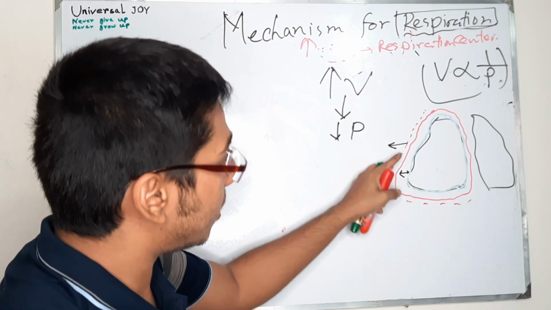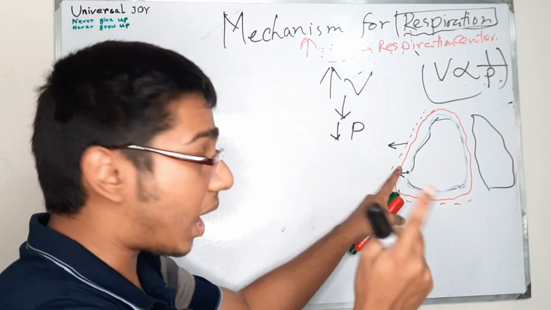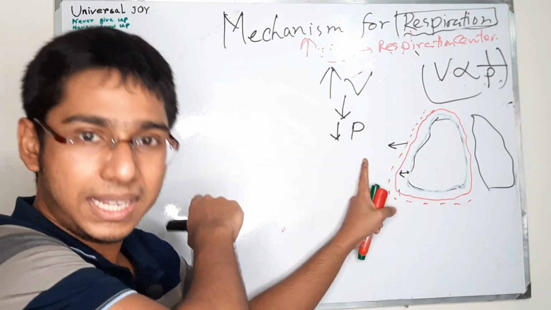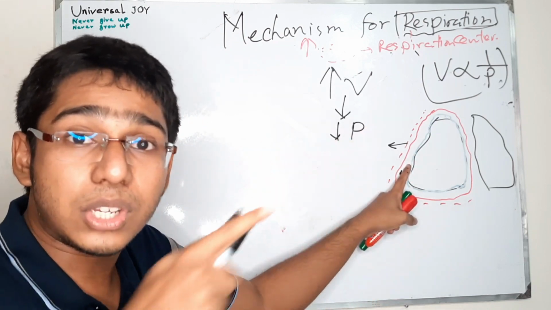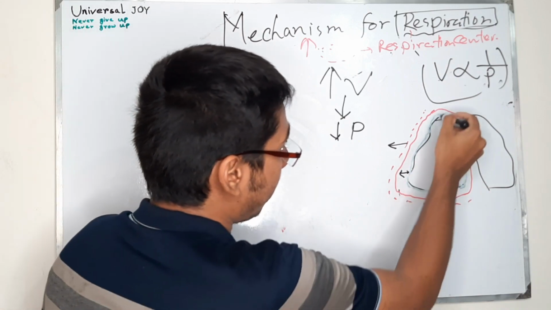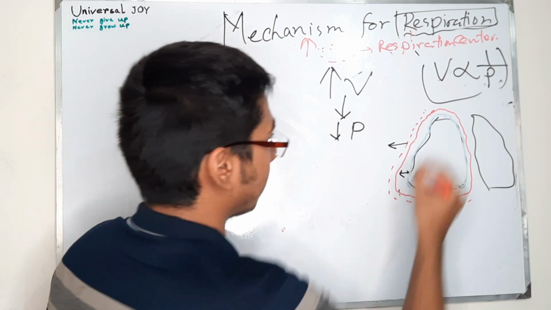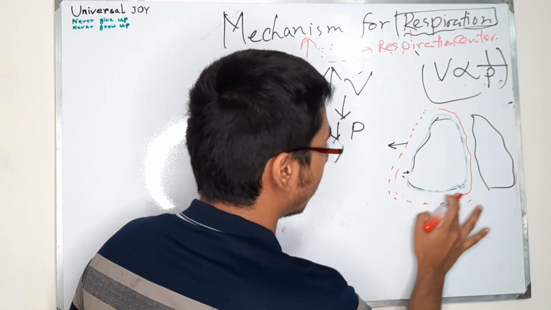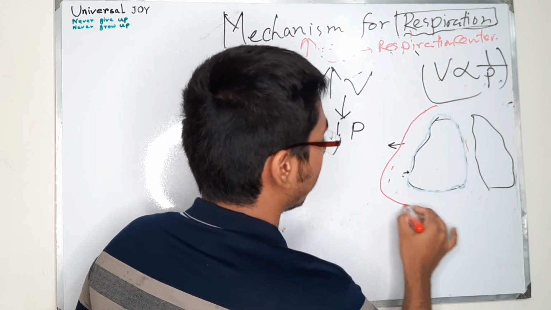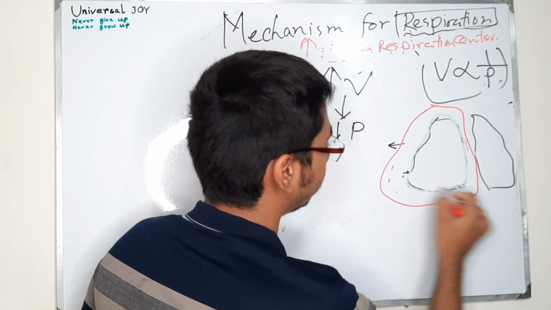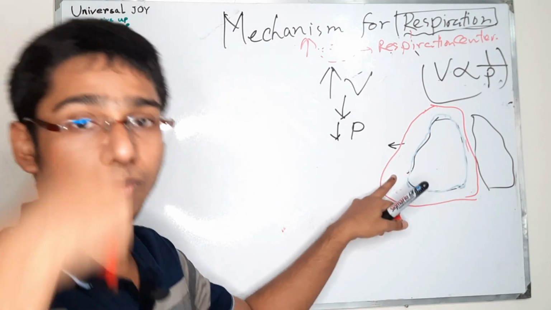Okay, so due to the expansion of the chest wall outward, the parietal pleura is pulled away from the visceral pleura by the chest wall, and this will ultimately result in the increase of the pleural cavity's volume. So you see, previously it was in this shape. After the expansion, it will be almost like this. That means it will grow outward, and this cavity will be increased in volume. Okay, that means you see there is an increase of the intrapleural volume.